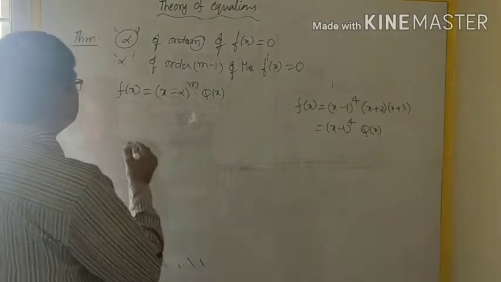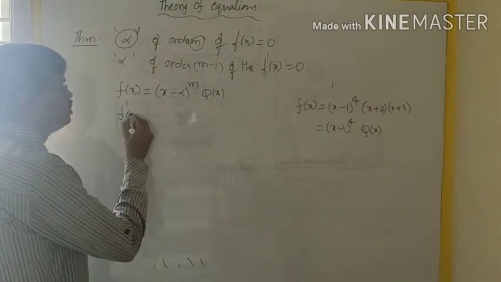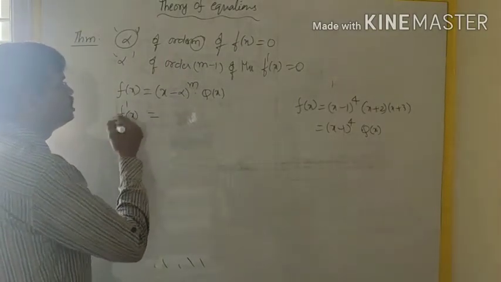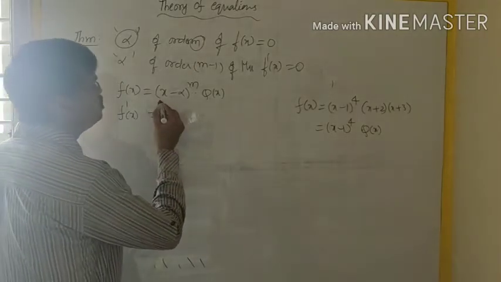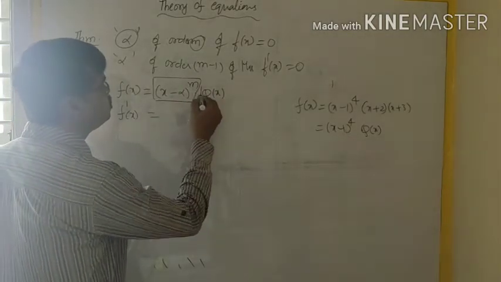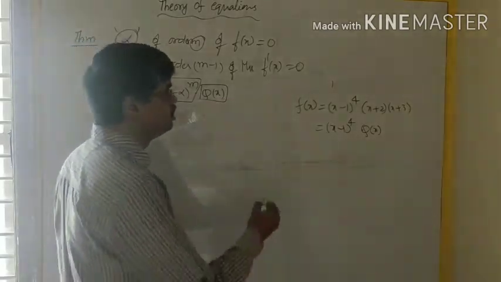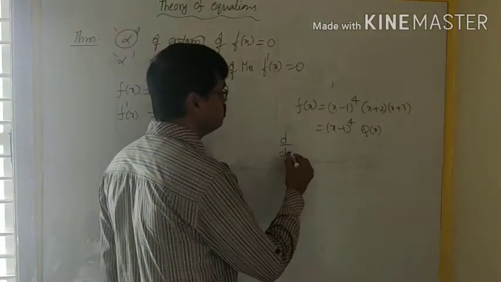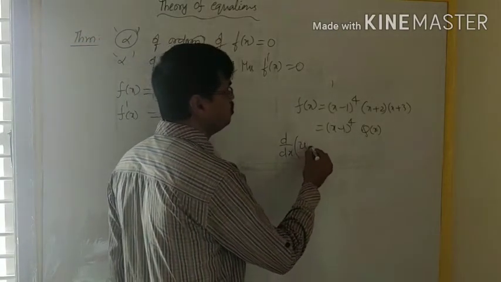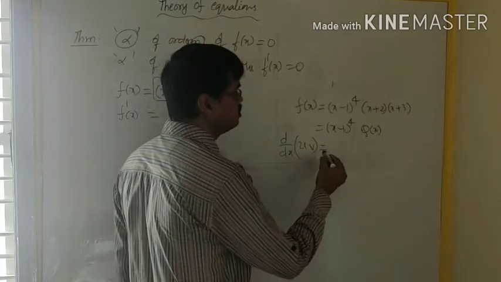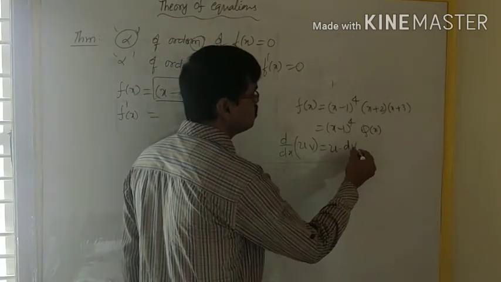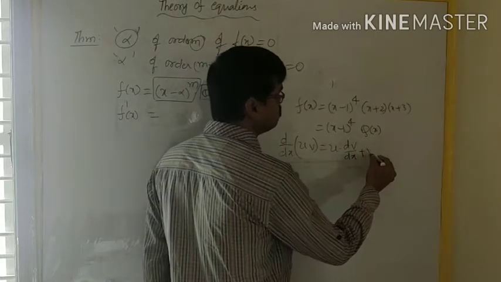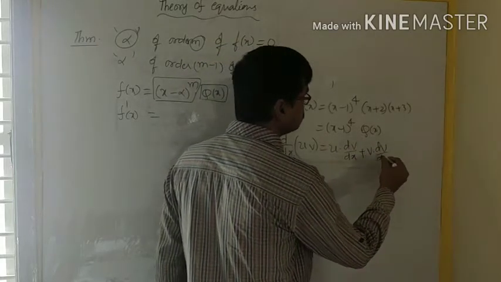So now what I am doing is differentiating. If you differentiate on both sides, f dash of x is equal to, here we should use the uv method. Two functions are there. The derivative of uv is: first function u into the derivative of the second function, plus v into the derivative of the first function.